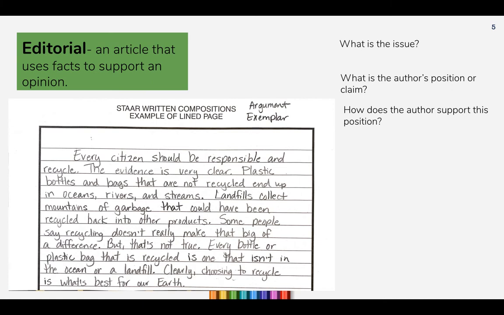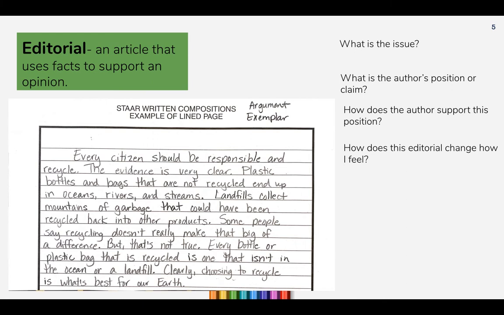How does this editorial change how I feel? Well, as a reader, this editorial would encourage me to want to recycle and be more aware of the environment and my impact on it.